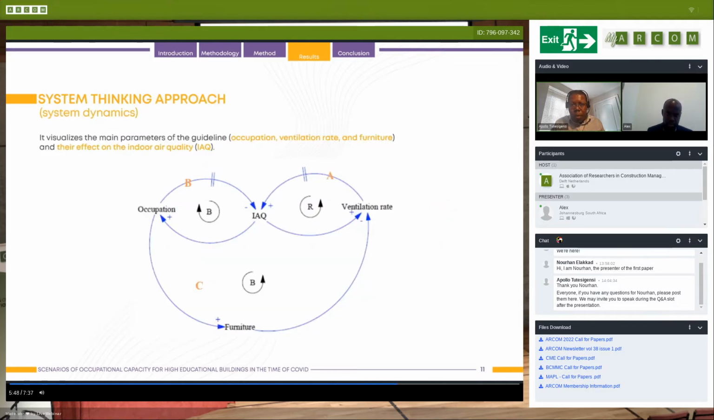The results were converted into a cause and effect diagram to show the main parameters of the guideline, occupation, ventilation rate and furniture settings, and their effect on the indoor air quality.